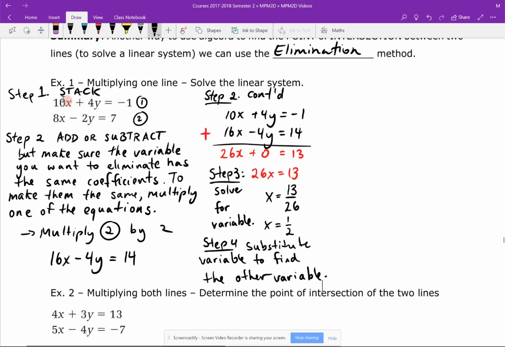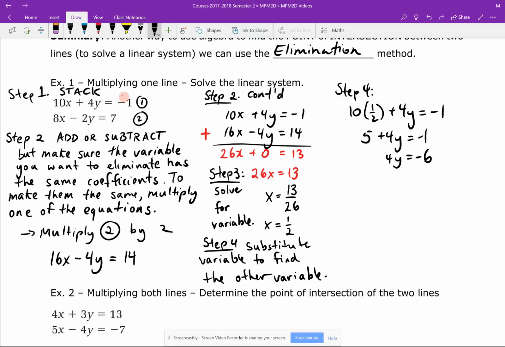Now, if I did, let's say, the first one, 10x plus 4y equals negative 1. So here I'm going to write 10 times my x, which is 1/2, plus 4y equals negative 1. So half of 10 is 5. And then there's no more x, so I substituted the x. Plus 4y equals negative 1. And then isolate y: if I subtract 5 from both sides, I'd have 4y equals negative 6.